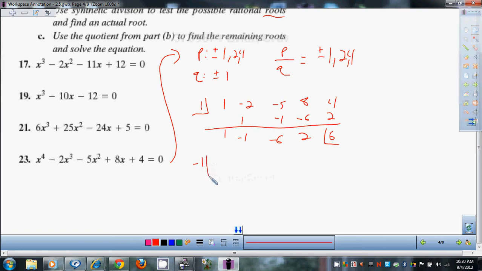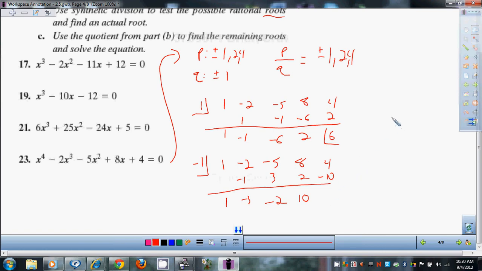Your book sets up like a little chart where it does it all in one big column, but I have trouble keeping track of stuff like that. So I just like to do it individually in their own little space. Drop the 1. Multiply, add, multiply, add, multiply, add. Darn it, still didn't work. So we'll go to the next number.